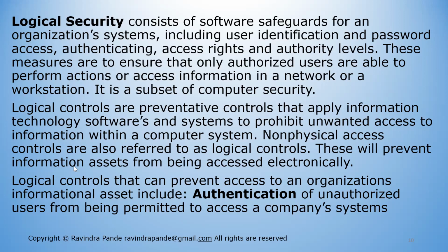Logical controls that can prevent access to an organization's informational assets include authentication. So you normally provide a user ID and password. Authentication checks whether users are permitted to access the company system. Authentication restricts you from accessing certain digital assets based on your clearance, your security clearance, and so on and so forth. Does that make sense?